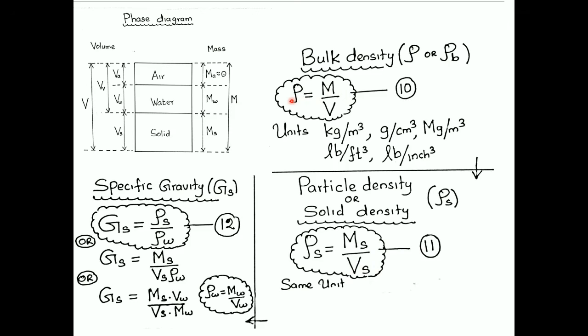Bulk density is equal to total mass over total volume. Solid density or particle density is equal to ms over Vs. Particle density, ms over Vs. Bulk density, total mass over total volume.